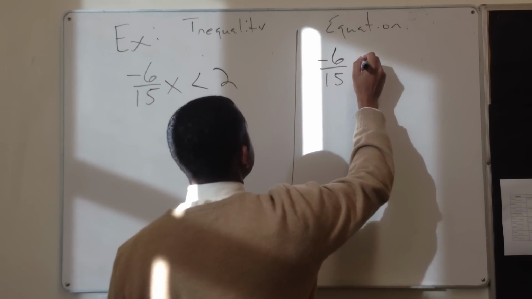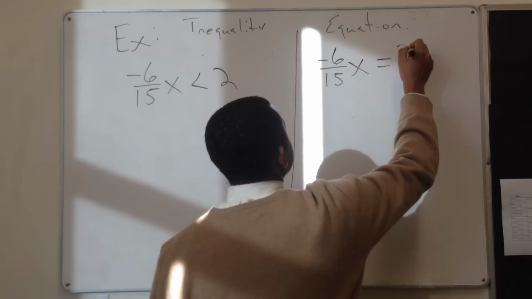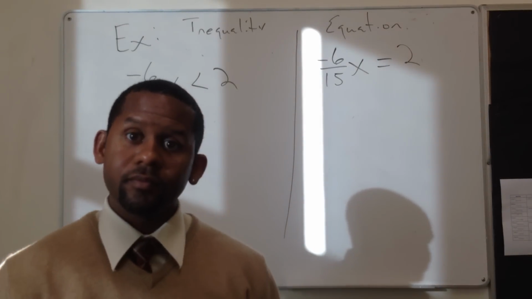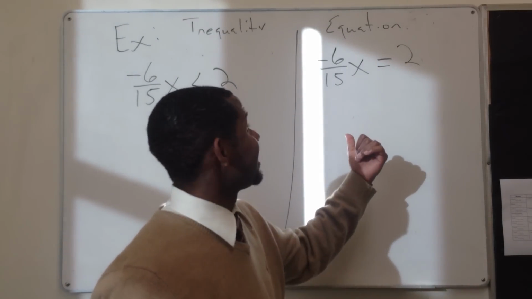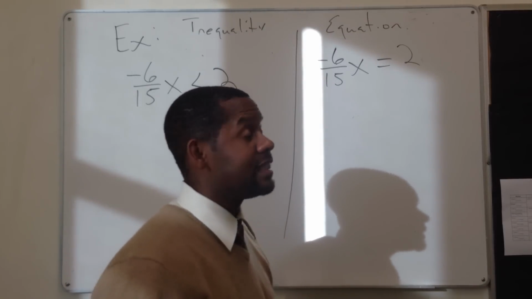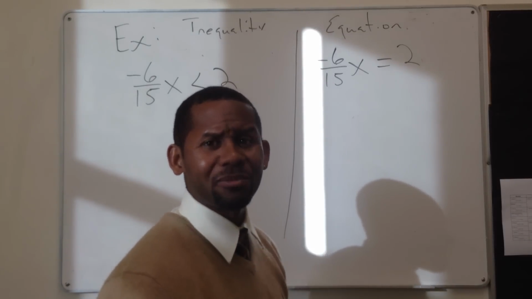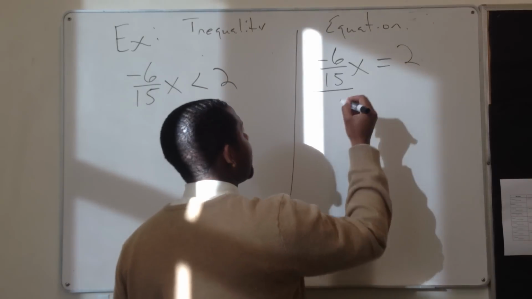-6 over 15x equals 2. So first, let's do this equation style. Hopefully at this point, you're not looking at this with any issues. You're like, this is easy as pie. Why do they say easy as pie? I don't know. So I'm going to divide, right?